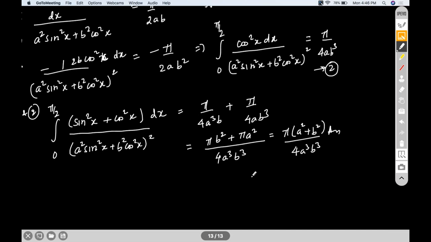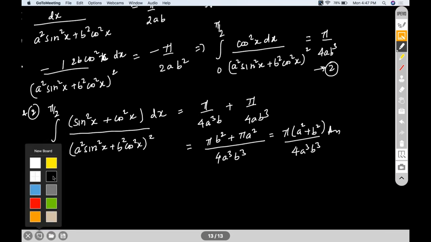Okay. So now we'll move on to the inequality properties. So now we are jumping on to some other properties, the inequality properties. So let's take up the inequality properties of definite integral.